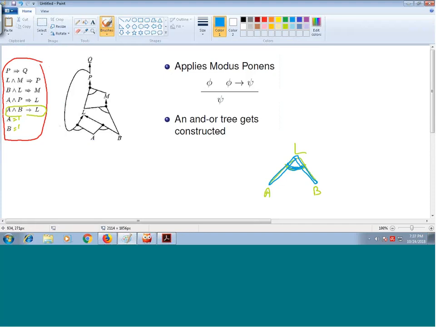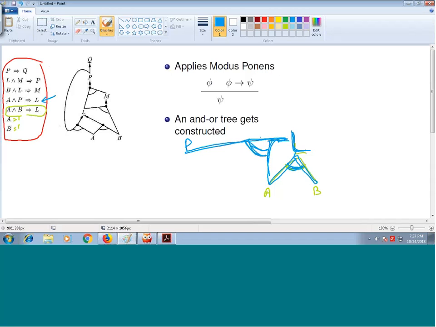And then the next line says A and P gives you L. What is P? I don't know. Let me write P somewhere. We don't know the truth of P, but it says that given A and given P, both things, this second statement would give you L. So L can also be found in this way. But L you have achieved because A and B are there.